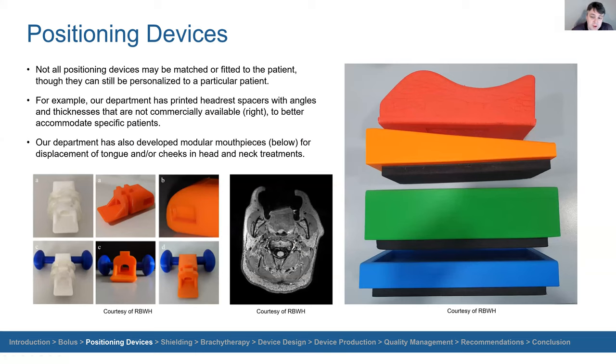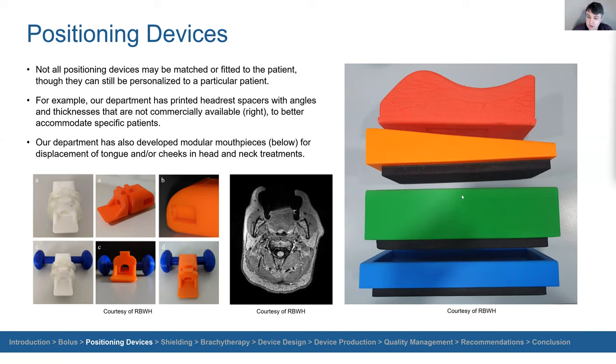Not all of the positioning devices that you can print need to be matched or fitted to the patient. It's often something that we focus on, printing to match an anatomy, but it can also just be printed to match a particular patient's treatment regimen, a particular setup that you want the patient to be in. As an example, our departments have printed headrest spaces featuring angles and thicknesses that are not commercially available. So that's better able to accommodate specific patients, but it isn't patient matched. Potentially it could be used for multiple patients. So it's not all patient specific, let's say.